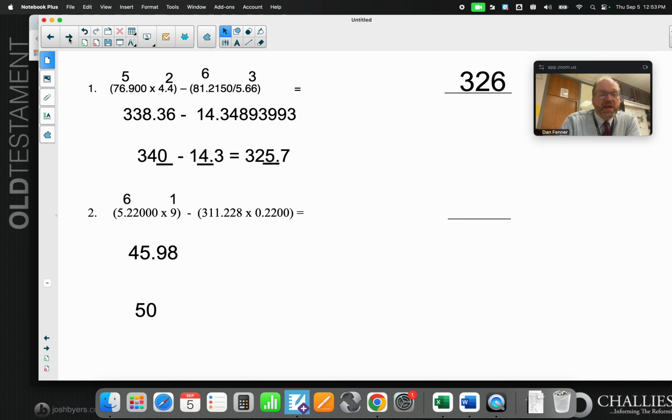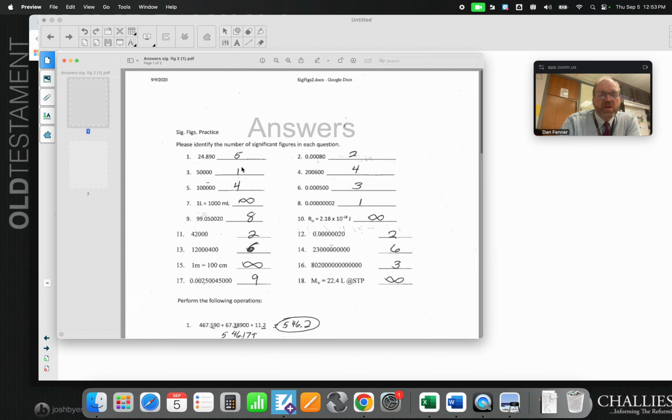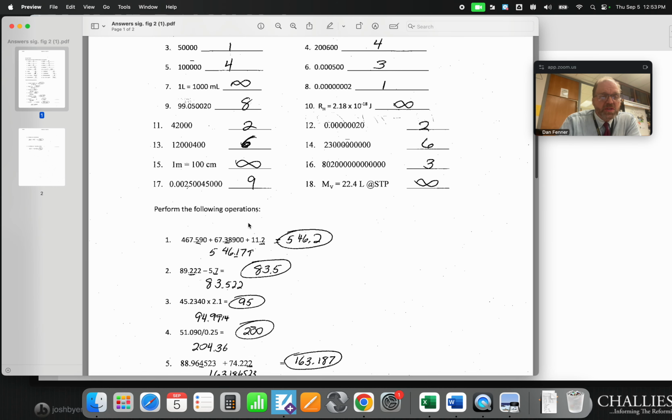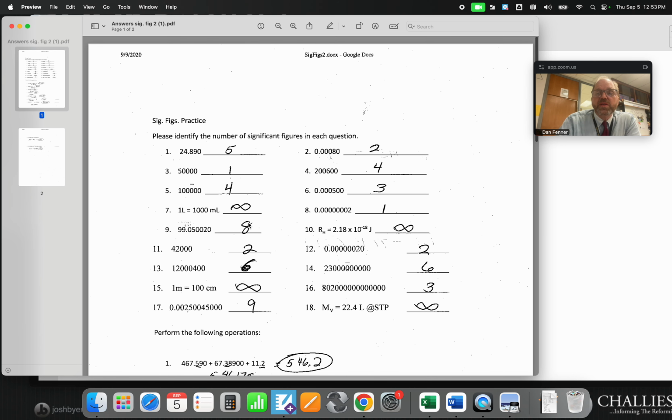When I take 311.228 times 0.2200, I end up with 68.47016. I have 6 sig figs and 4 sig figs, so the least number is 4. So when I subtract that, I get negative 18.47. The last filled column takes it to there. The answer is negative 18. All right, so that's the answer set, and I'm not going to show you the last two because there was a problem with them. I'll post those in the notes as well.